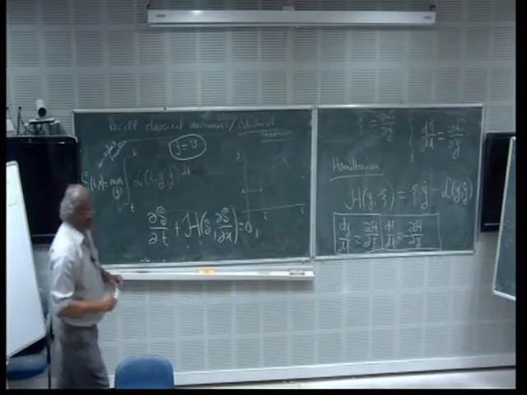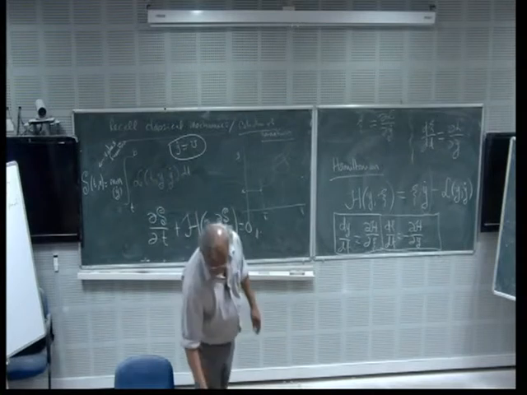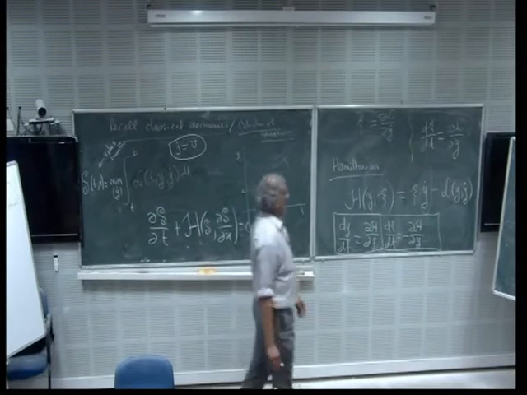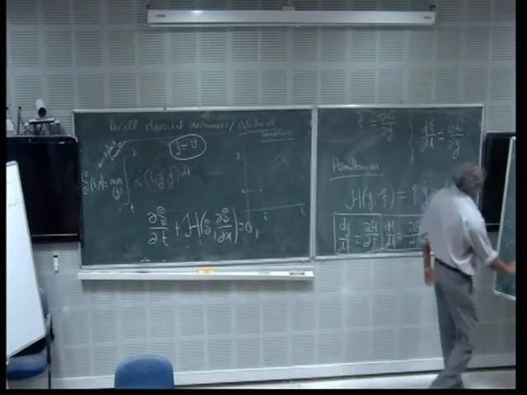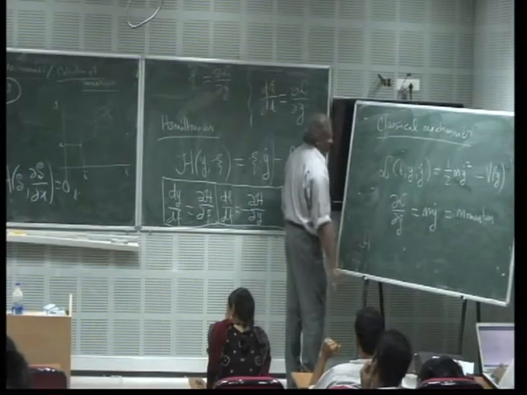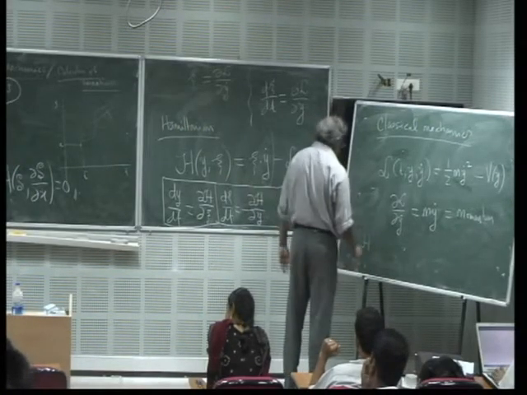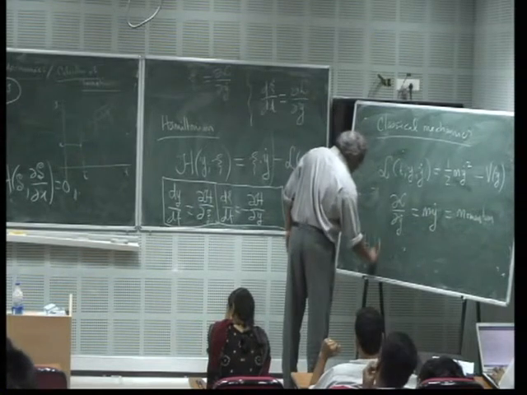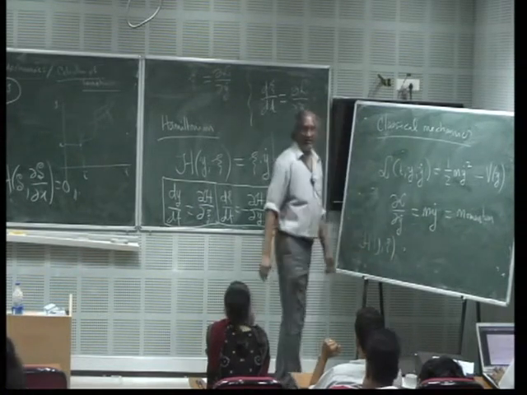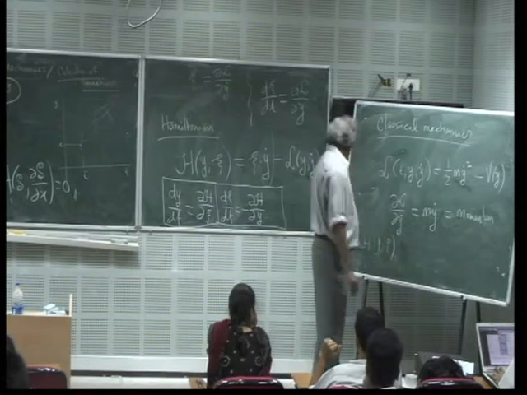But I just remembered that I want to give you some more insight. What is H? What's the Hamiltonian in this classical mechanics example? It's a function of y and theta, right? So what is that?